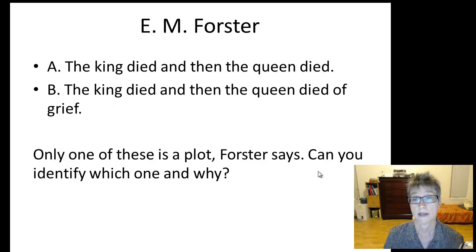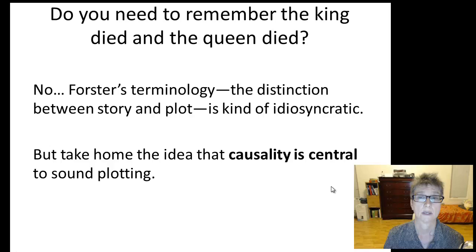Now, I do not intend to test you on that. You don't need to remember the king died and the queen died example. And Forster's terms are a little bit idiosyncratic. But I do want you to think about the fact that the idea of causality is central to the idea of a plot.